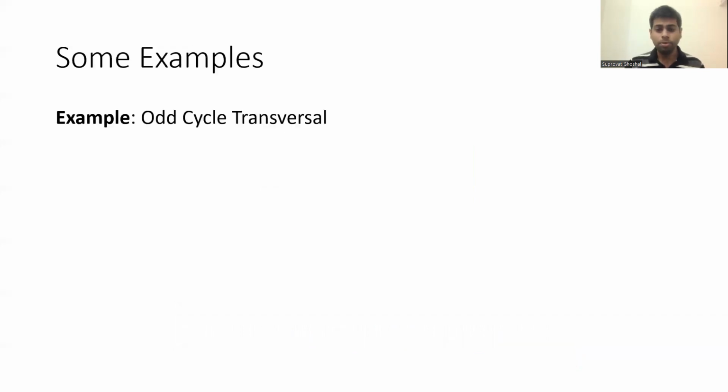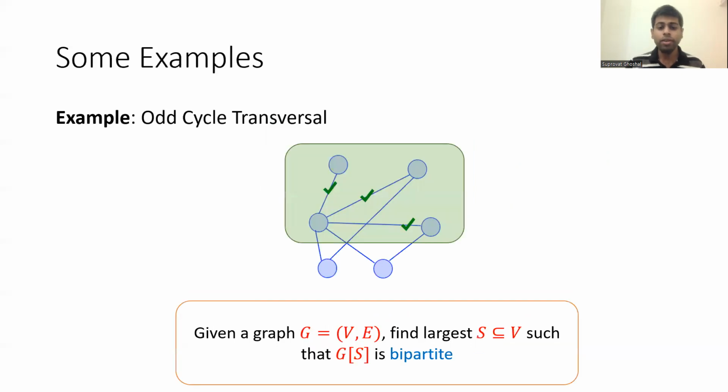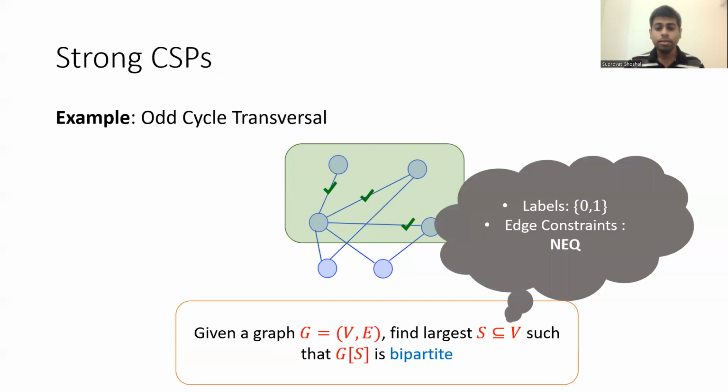Now, there are many well-known problems that naturally fit into the framework of strong CSPs. Perhaps one of the most natural instantiations of this is the odd cycle transversal problem. Here, we are given a graph, and the objective is simply to find the largest subset which induces a bipartite subgraph. Now, how is this a strong CSP? Think of the graph itself as a constraint graph, and the labels being 0 or 1, and think of every edge as a not equals constraint.